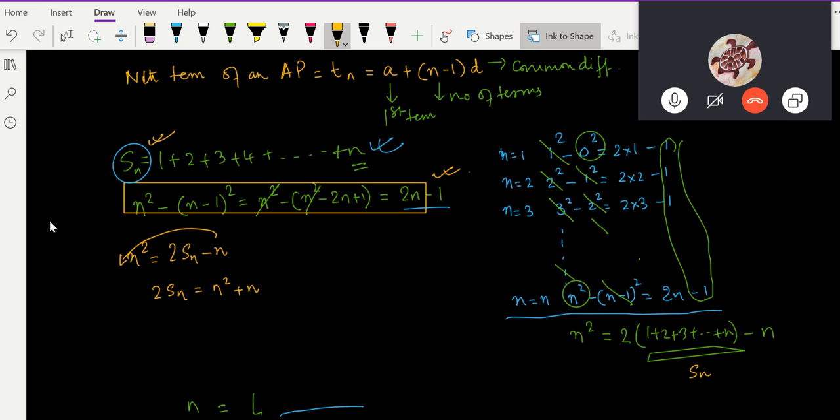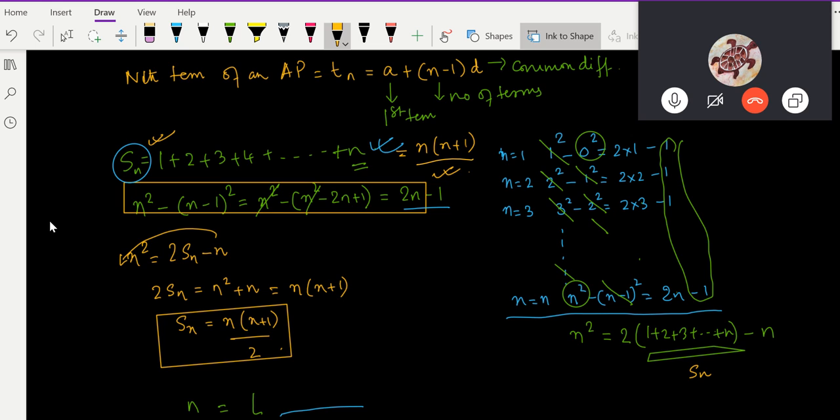I take n common here. That is equal to n into n plus 1. So therefore Sn is equal to n into n plus 1 divided by 2. So this is the sum of the first n natural numbers which I was trying to find out. So this is n into n plus 1 over 2, right?